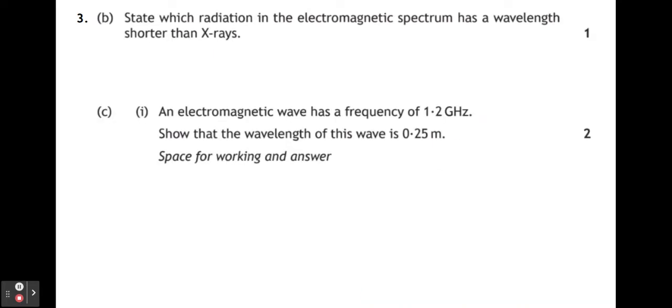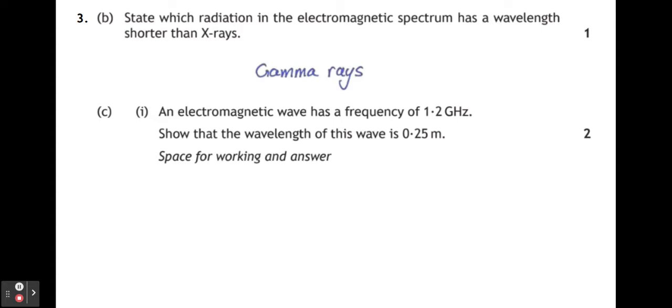Part B. State which radiation in the electromagnetic spectrum has a wavelength shorter than X-rays. So, going through the spectrum, the only radiation with a wavelength shorter than X-rays, the one with the highest frequency with the shortest wavelength, is gamma rays.